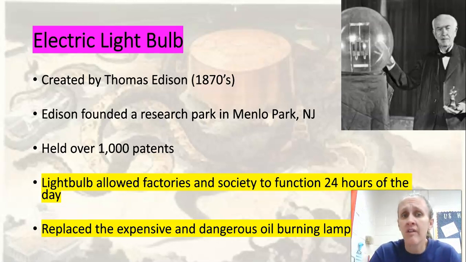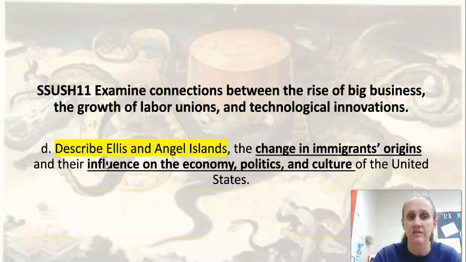Even before all of that, you know, you're constrained. Your time to work is constrained by the hours in the day and the setting of the sun or the rising of the sun. Now you have a light bulb. Factories can work 24 hours a day. You can bring workers in all hours of the day and night. It's going to replace these dangerous oil-burning lamps and candles. You know, so this really does change the way our society functions, okay?